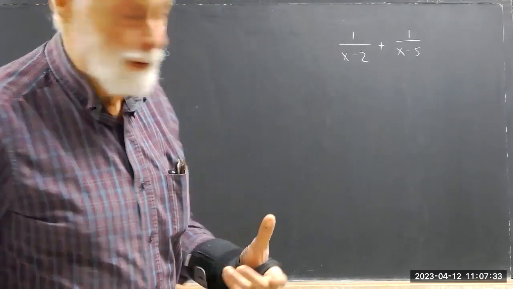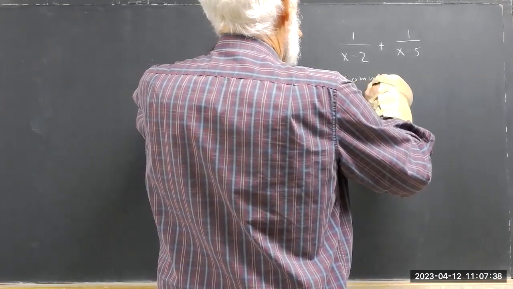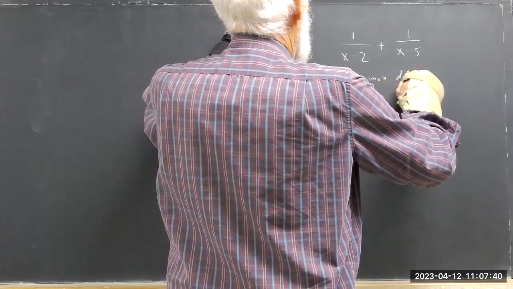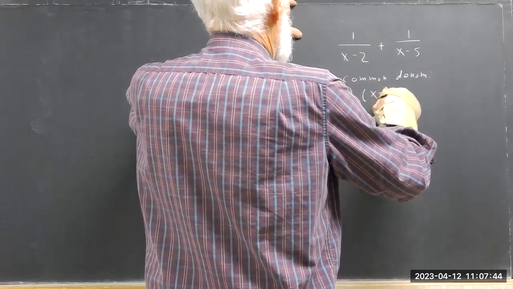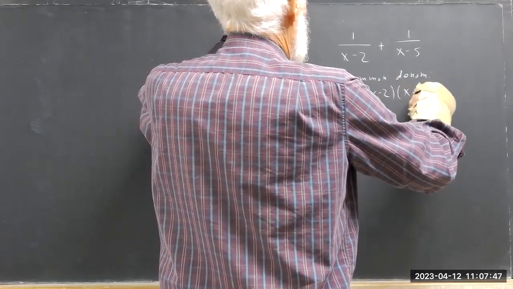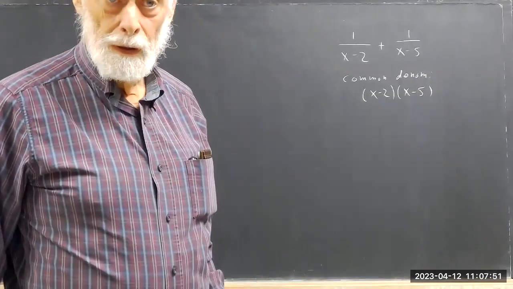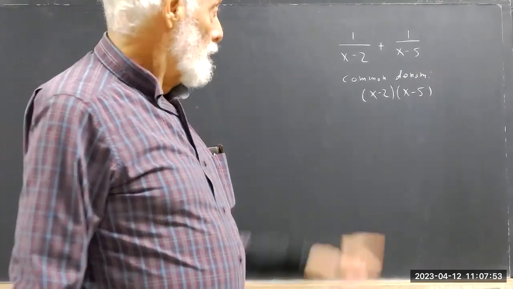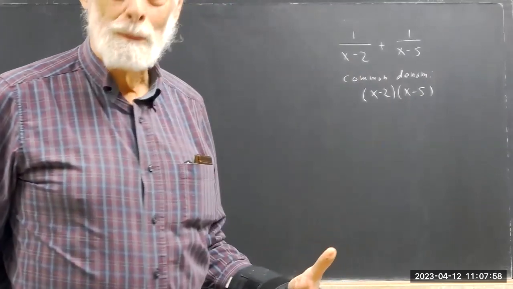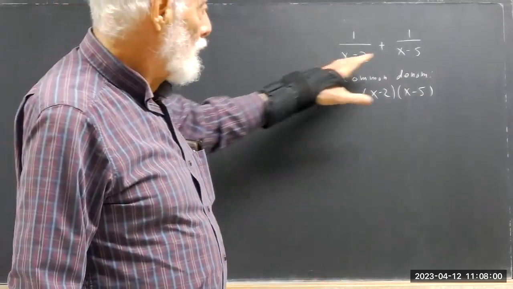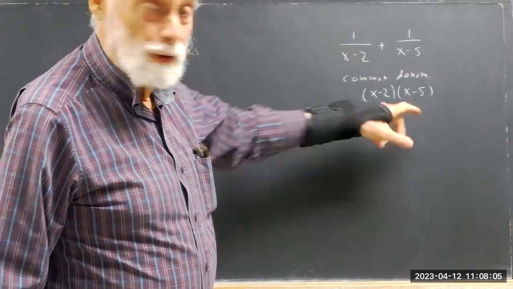The common denominator in this case is going to be x minus 2 times x minus 5. Neither one of these denominators factors in any way, and they're different, so they're relatively prime. They have no common factor, so the common denominator has got to be the product of the two denominators.